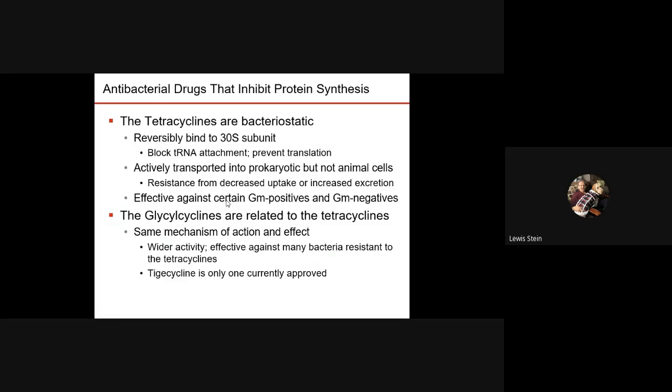Oh, I did this in the other class. One other thing with aminoglycosides is very unusual in these antibiotics that do protein synthesis. It is bactericidal. That is a big plus. Pretty much all the other ones, with maybe one or two exceptions, are bacteriostatic.